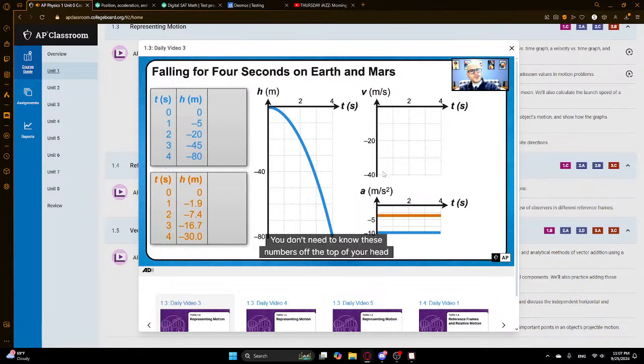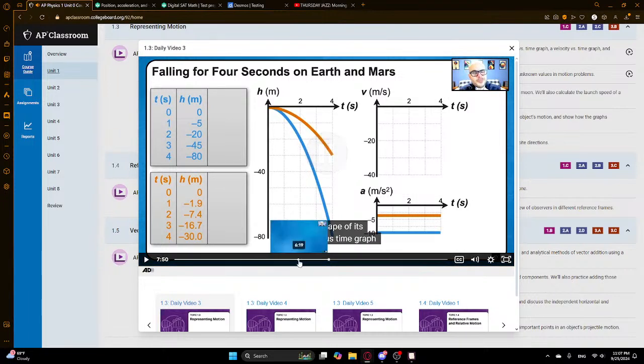You don't need to know these numbers off the top of your head or anything, but that's what the graph would look like for a free-falling object on Mars. So notice that in the same 4-second time window, in the same interval, an object on Mars doesn't fall as far.